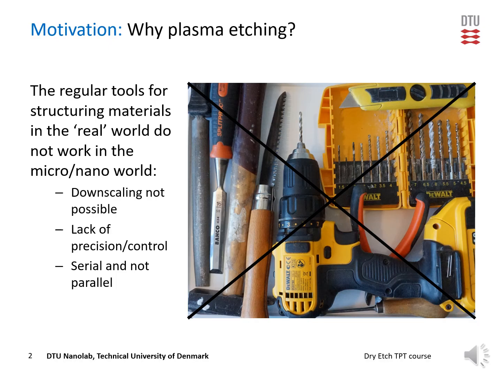Precision is another problem. Even if you had a tiny drill bit, you simply could not control its position with the accuracy required. And lastly, these tools work one structure at a time. They are serial processes. For wafer scale patterning, this is far from ideal. We would much prefer a method where an entire surface can be processed in one go, a parallel process. So we clearly need a different approach.